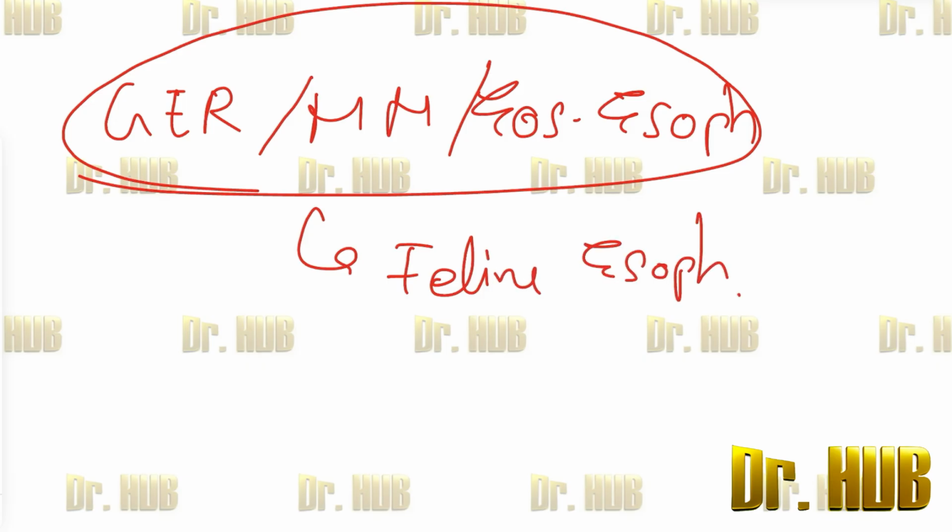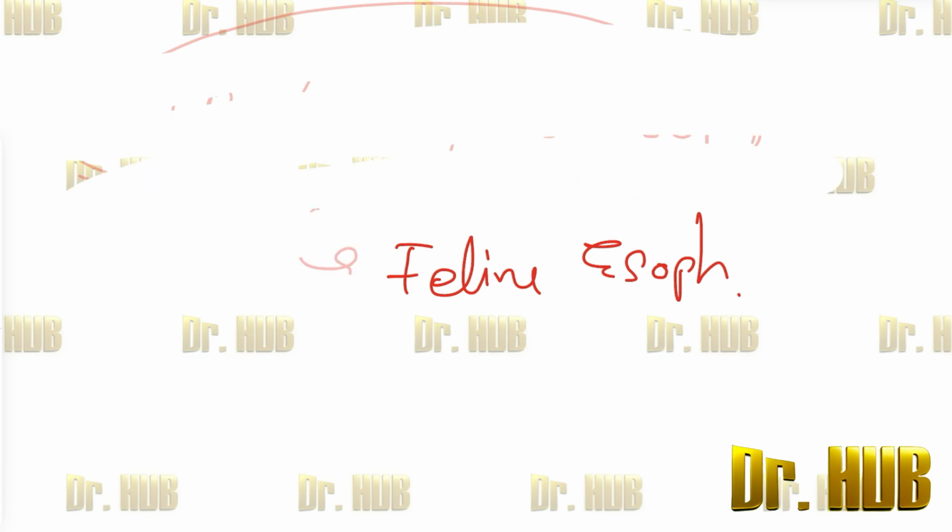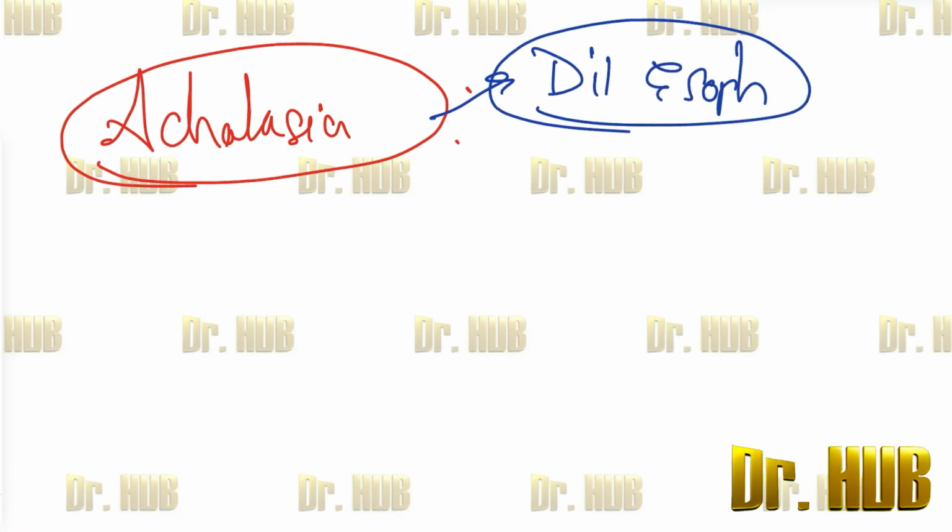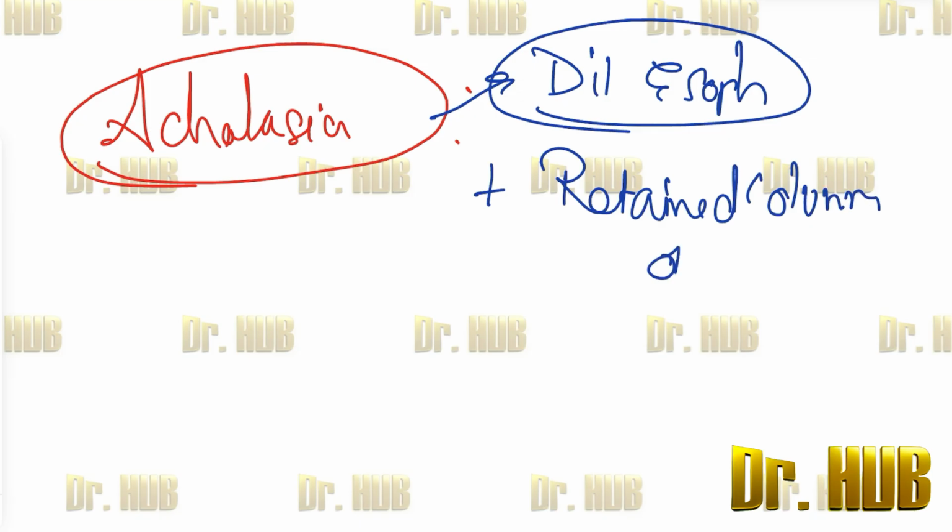Then moving on, we look at what is known as achalasia. Achalasia is nothing but a dilated esophagus with a retained column of barium and a Bird-Beak sign. So there is a dilated esophagus, and it has a retained column of barium, and also a Bird-Beak sign.